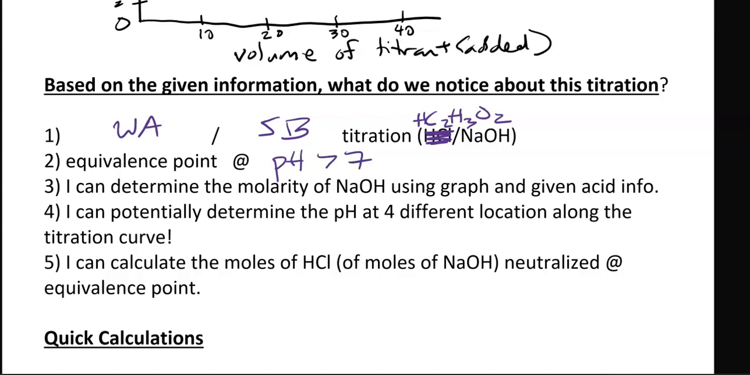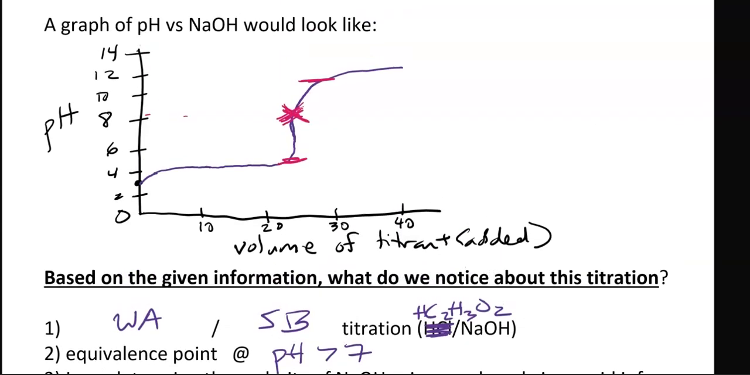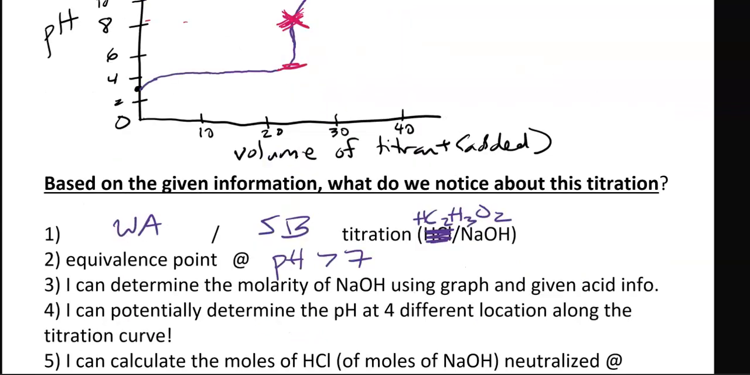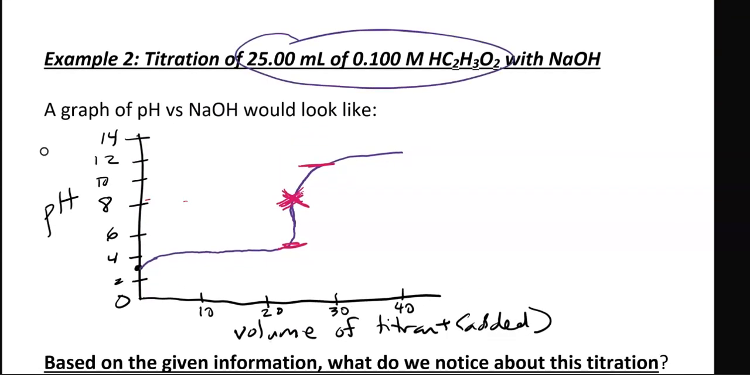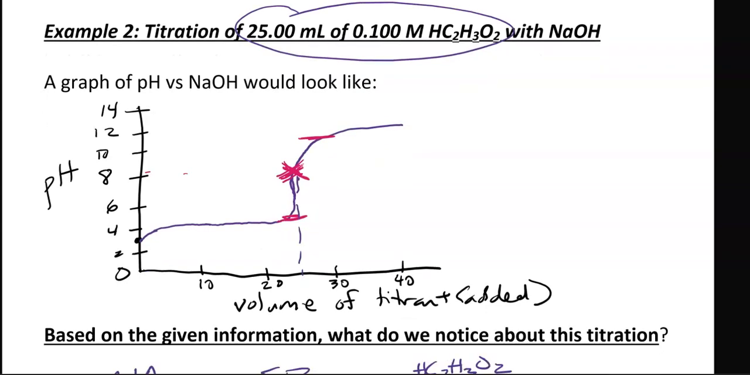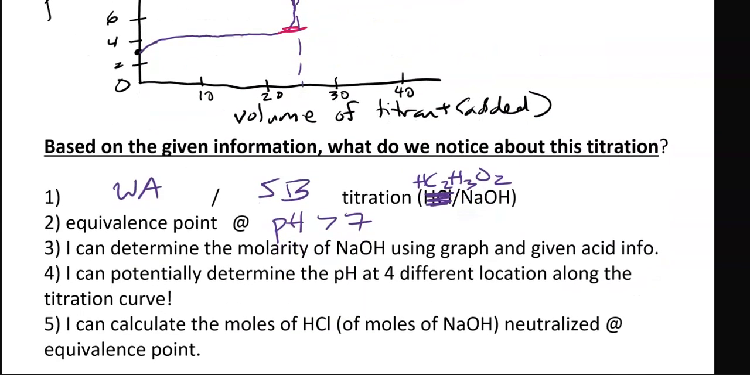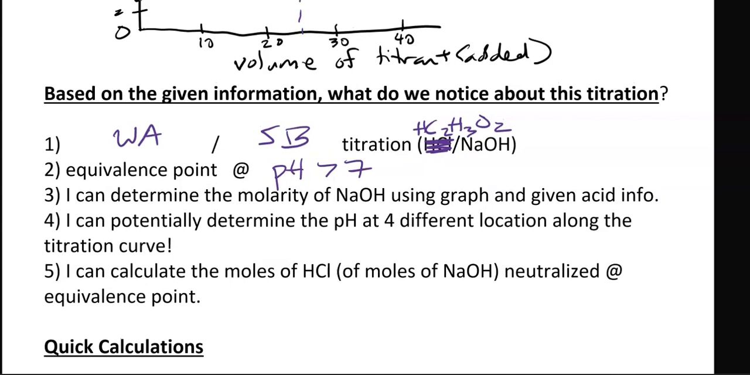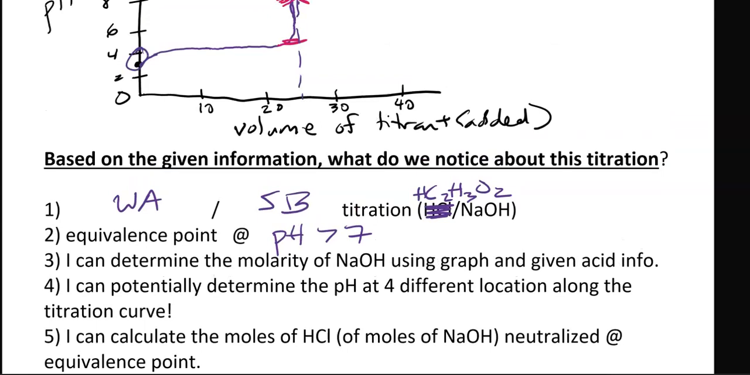All right, next. What are some things that we can do with this graph? Well, we can determine the molarity of the sodium hydroxide pretty fast, given the acid information, which was located at the top, as well as the volume of the base at the equivalence point. And that was about 25 milliliters of base to get us to the equivalence point. I could also calculate the pH at 4 different locations along this titration curve, perhaps initially here, I could calculate the pH. Let's see, where else?